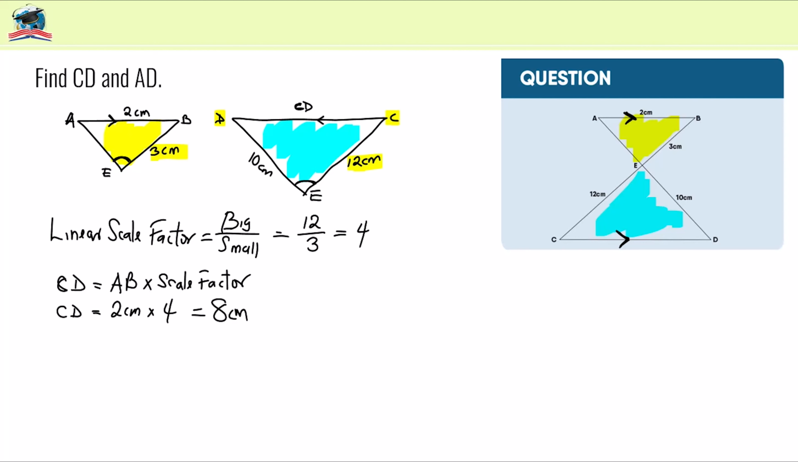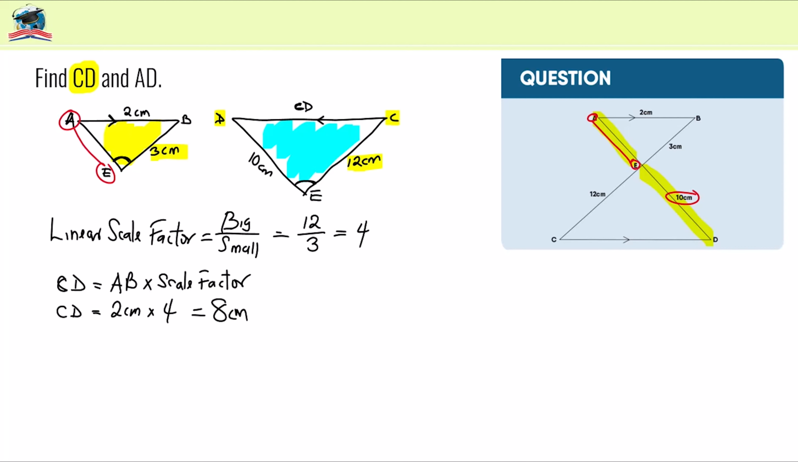Now let's go for the other one. The first one is sorted, which is CD. Let's go for AD. Where is AD? AD is here. Our AD runs from A to E, and then from E to D. We already have part of it. We have ED as 10. All we need is from here to there, that is AE.